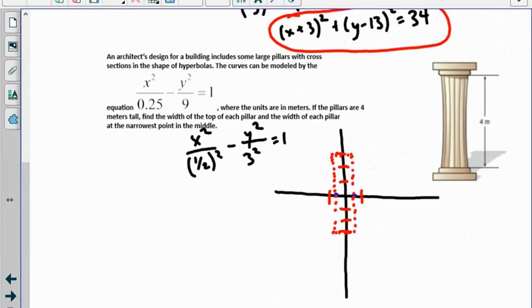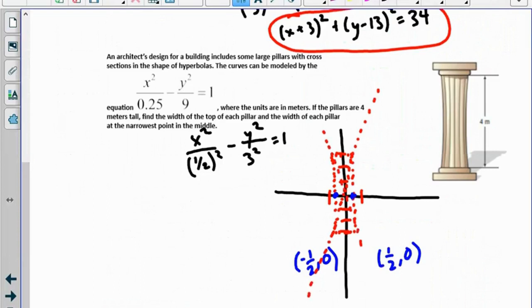I have the vertices at 1/2, 0, and negative 1/2, 0. And then if I draw the asymptotes, I can get a pretty decent picture of what the hyperbola looks like.